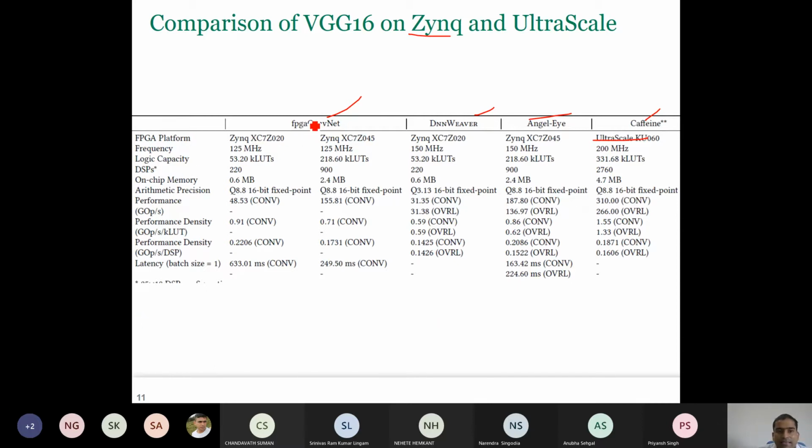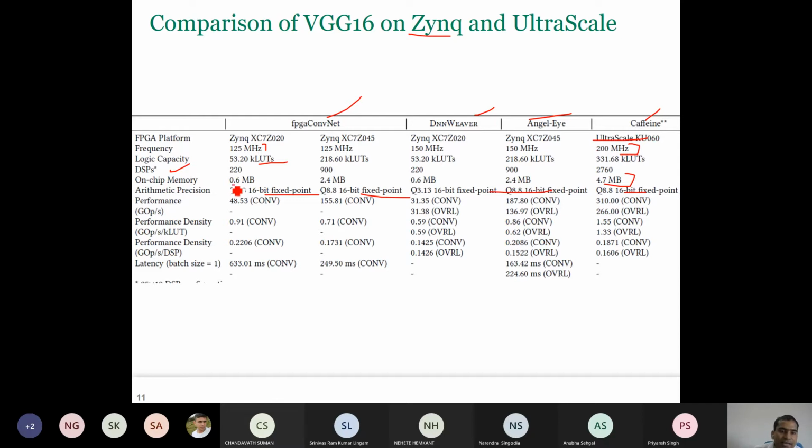Here you can see these researchers implemented their accelerator on this FPGA, which has 125 megahertz frequency. So you can see frequency is quite low. Then this is how many LUTs, lookup tables. Then DSP is digital signal processor, how many digital signal processors they have. Then on-chip memory capacity is given here. Then the arithmetic precision is given in terms of fixed point. Usually all these designs use fixed point, and as you know, fixed point can be used in CNNs. It doesn't cause a lot of harm.